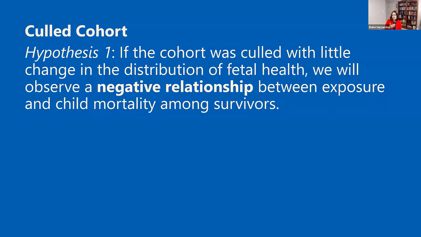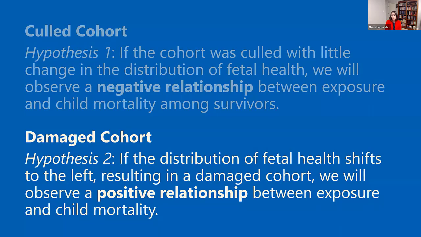So first I wanted to show you this in a figure, and then I'm going to give you more words than I usually would to spell this out. So for our first hypothesis, if that cohort was culled with little change in the distribution of fetal health, we will observe a negative relationship between exposure and child mortality among survivors. And this is simply because you end up with a smaller culled cohort that is on average healthier. On the other hand, with a damaged cohort, if the distribution of fetal health shifts to the left, resulting in a damaged cohort, with that threshold again remaining in the same place, we will observe a positive relationship between exposure and child mortality, because on average, you're going to end up with a smaller cohort if it is less healthy.